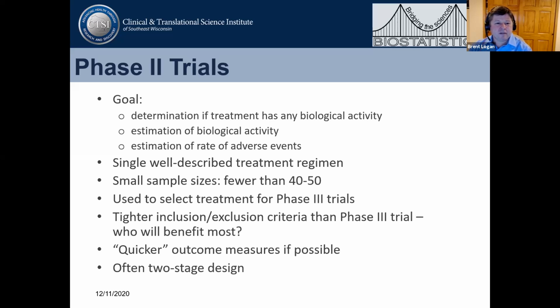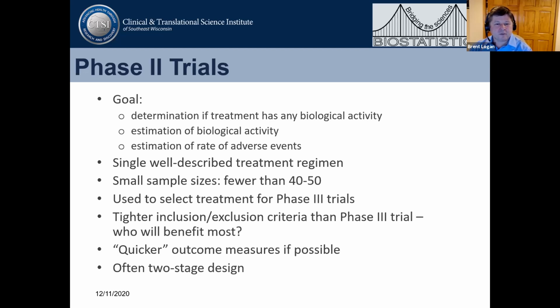Here you've typically focused in on a single treatment regimen or single dose level, although not always. Sometimes doses and combinations of treatments are being evaluated in phase 2 trials. But the sample sizes are still modest. Oftentimes you'll see them in the 40 to 50 patient range, sometimes a little bit smaller. And they're used to select the treatment for phase 3 trials.